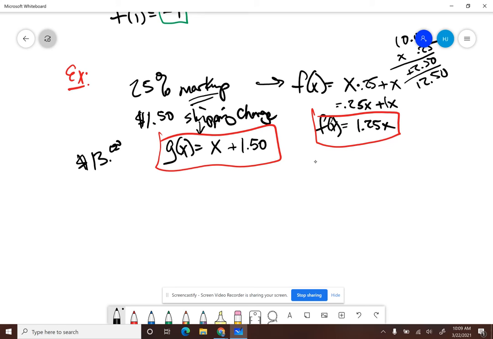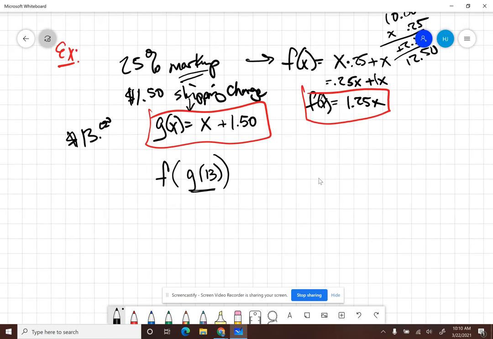Well, the markup is my f of x function, and the shipping charge is my g of x function. So I need to do the g of x function first. So I want you to think about this for just a second. Really what I'm saying is I want to do f of g of 13, like that. I want to compose a function. And the reason I wrote it like that is I want to do this g part of this first. I want to do the shipping charge first to see what happens. So let's go ahead and work this out, see what happens.